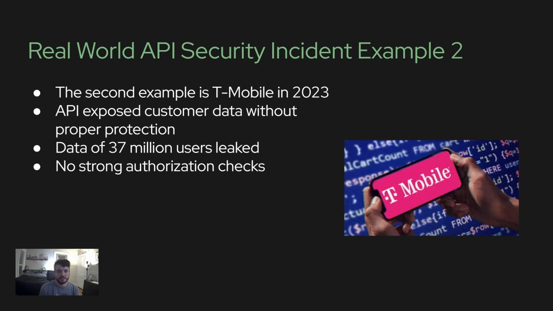Another example is the T-Mobile breach in 2023. In this case, an API exposed customer data because it didn't properly check whether users were authorized to access certain information. As a result, data from about 37 million users worldwide was leaked. This type of issue is called broken object level authorization.